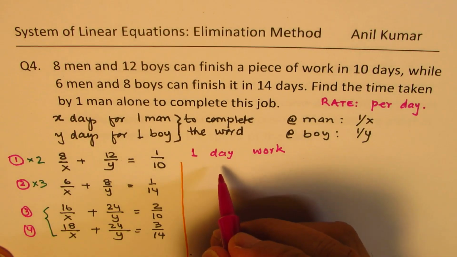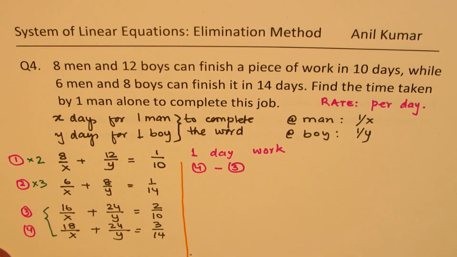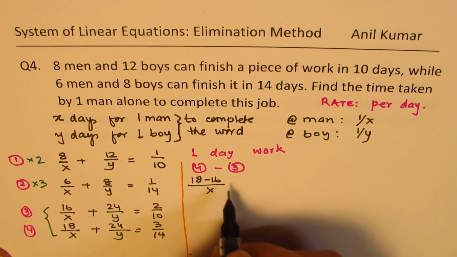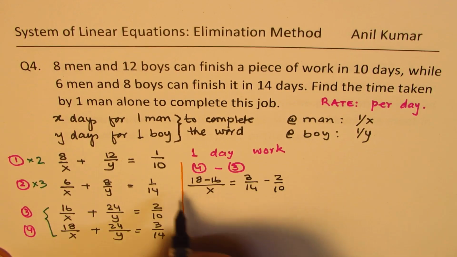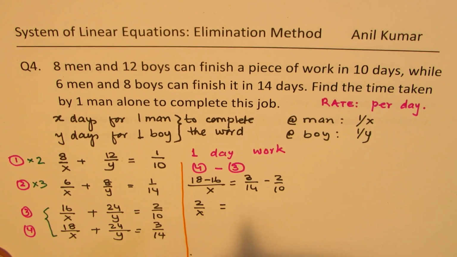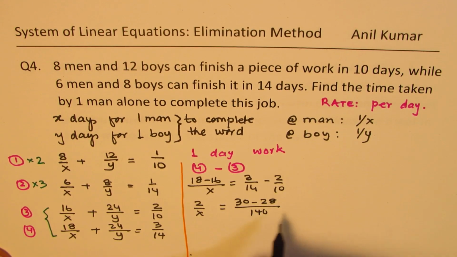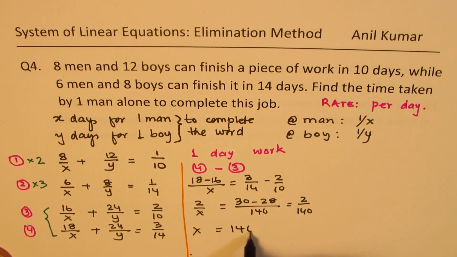And now what we can do is we can take away one from the other. So if I do equation 4 minus equation 3, then what do I get? So this minus this. So we get 18 minus 16 over x. These cancel. And here we get 3 over 14 minus 2 over 10. So that is 2 over x equals 2 over... Let's cross multiply, right? So we get 30 minus 28 over 140, right? Which is 2 over 140. So that gives you the value of x, just cross multiply, equals 140.